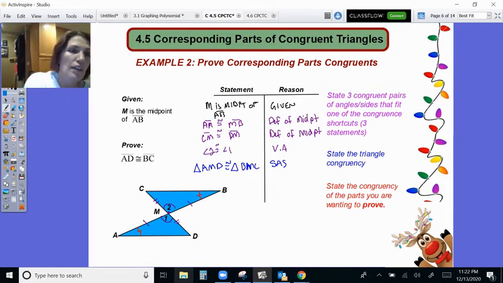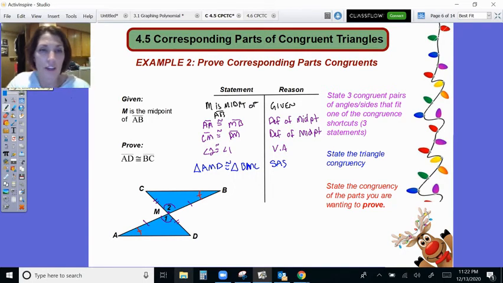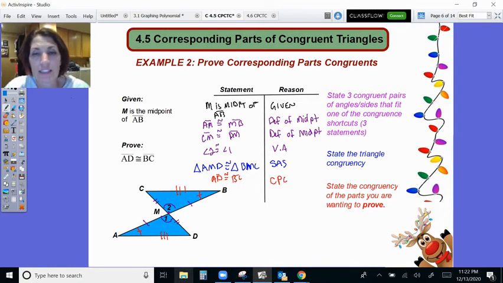All right. Now that I know that my triangles are congruent, I can go ahead and prove that my corresponding parts, AD, is congruent to the corresponding parts BC. So AD is congruent to BC because of CPCTC. Corresponding parts of congruent triangles are congruent.